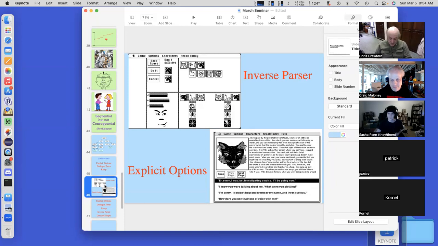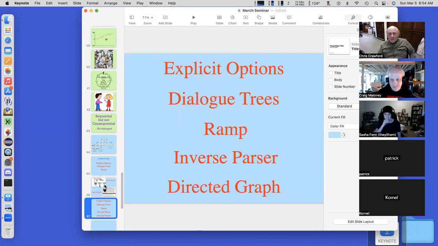However, the inverse parser has this cold mechanical feel. If you look at it, it's just mechanical. And so the two together, each one compensates for the other's weaknesses. The system worked really well. And I forgot about that. And so really, here's the final conclusion. I think the best way to build a story world is to combine all of the above: explicit options, dialogue trees, a ramp architecture, an inverse parser, and a directed graph. You put all of them together, and I think you can build a really good story world. So that's the conclusion.